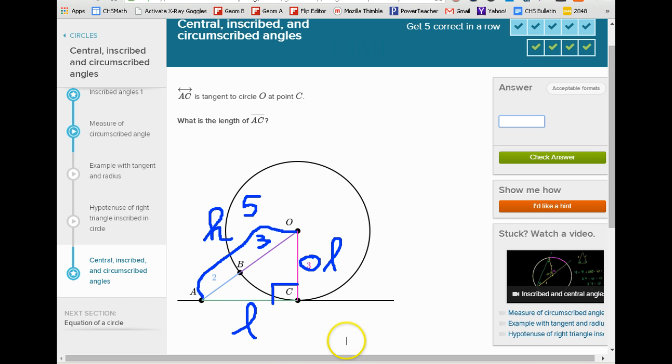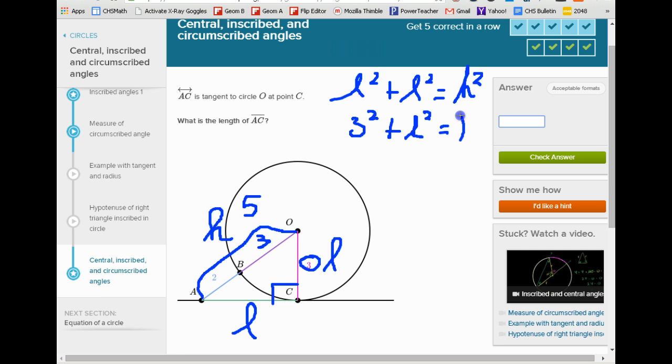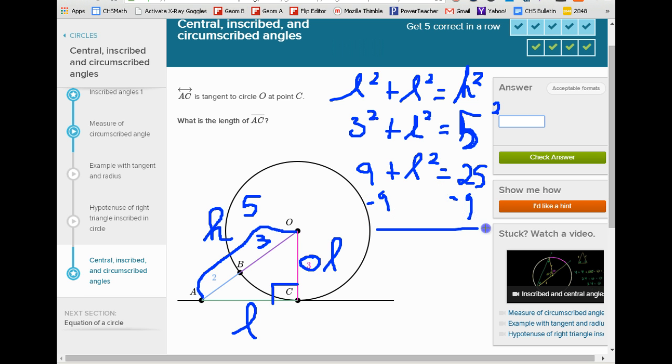So how big would AC be? Well, we would use the Pythagorean Theorem. Leg squared plus leg squared equals hypotenuse squared, right? Our one leg is 3, so 3 squared plus the leg squared is equal to the hypotenuse squared. The hypotenuse is 5, so we could write 5 squared. That's ugly, but it'll work. We have 9, that's 3 squared, plus the leg squared is equal to, what's 5 squared? That's 25. So we subtract 9 from both sides, and we get that the leg squared is equal to 16. If we take the square root of that, the leg is equal to 4. So this leg would have to be equal to 4.